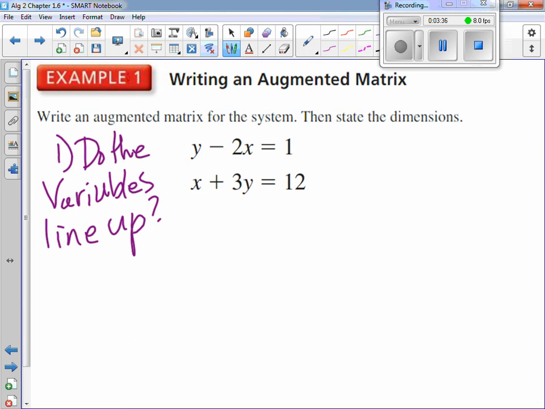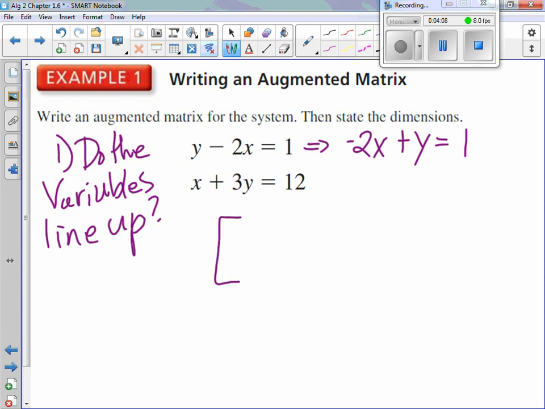So I'm going to rewrite it. I can just switch these two, yes? And have negative 2x plus y equals 1, yes? I can rewrite the equation. There's nothing wrong with rewriting it. Now do we have x first in both of them? Yes? Okay. So x is first, y is next, and we have equals a number.